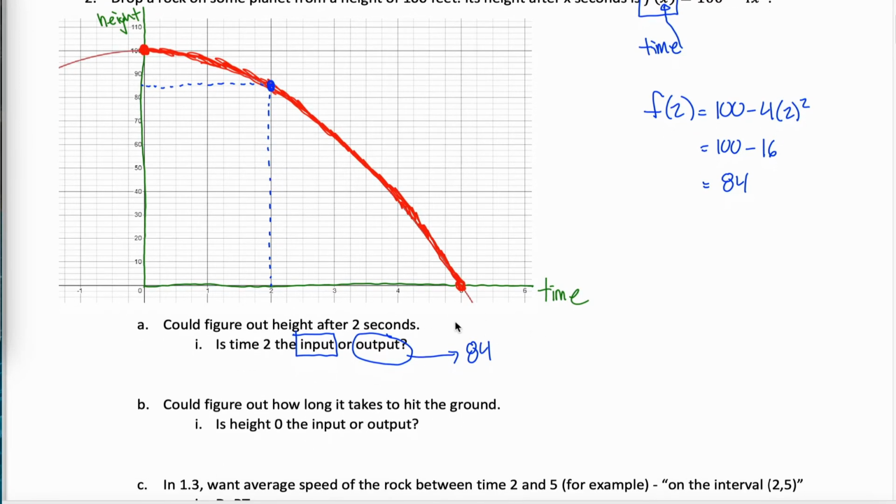Another type of question that I could ask is how long it would take for the rock to hit the ground. So when the height is 0 is when the rock hits the ground. And maybe you'd want to think about it in terms of what we've learned so far in this class.